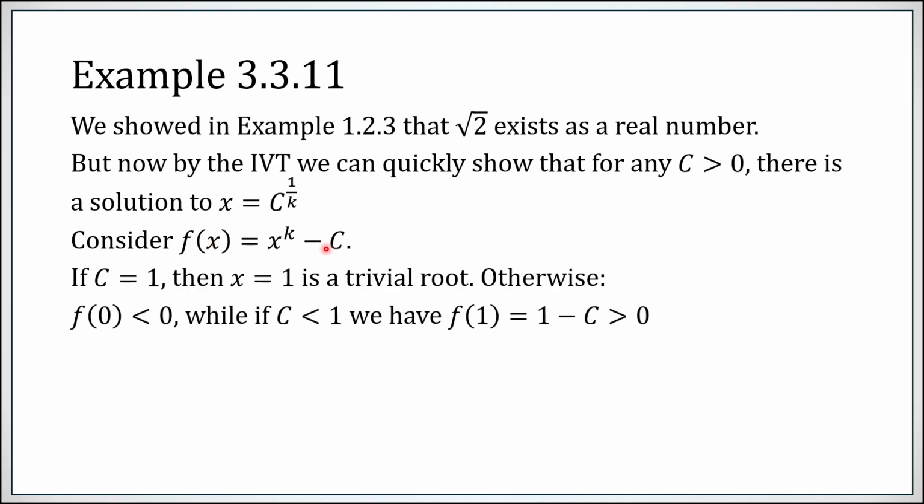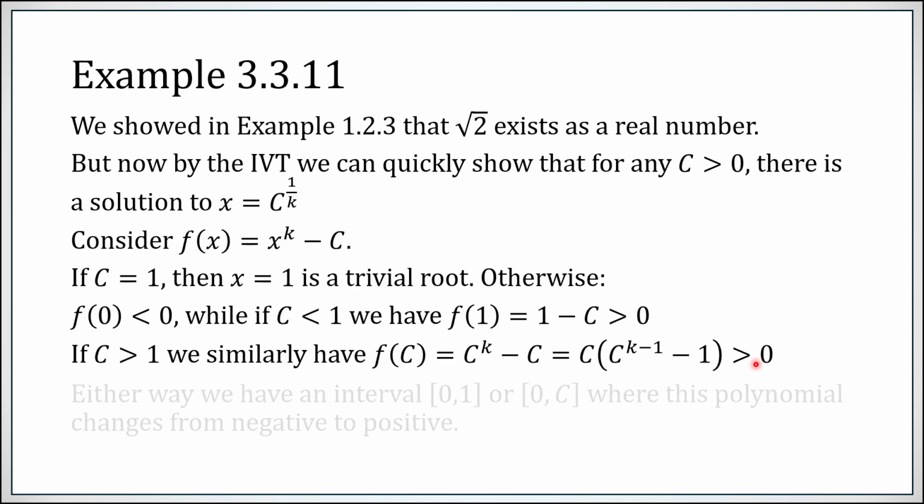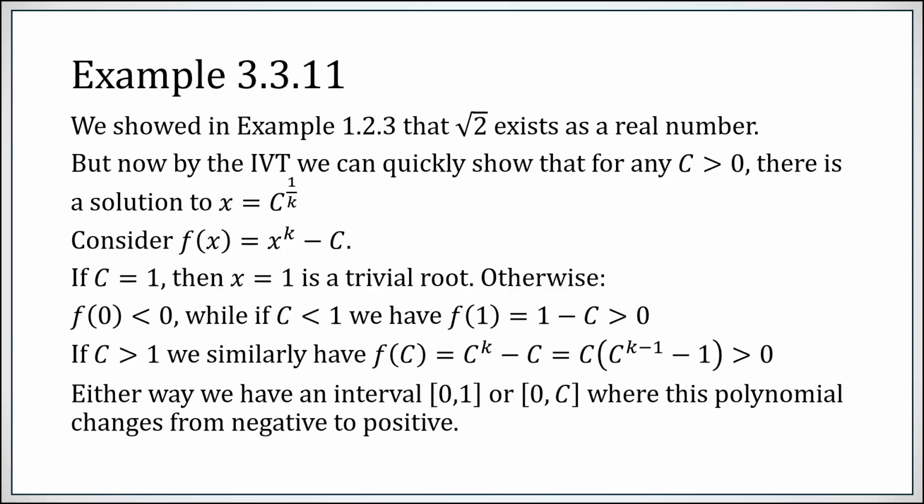So let's suppose c is not 1. Observe that f of 0 is definitely negative. Remember, c is a positive constant. So 0 to the k minus c, definitely negative. If c is less than 1, then f of 1 is 1 minus c, since c was less than 1, f of 1 is positive. However, if c is bigger than 1, you can similarly compute that f of c is c to the k minus c, factor out a c. Since c was larger than 1, this is positive, and c was assumed to be positive, so now f of c is positive. Either way, you have an interval where your function goes from negative to positive.